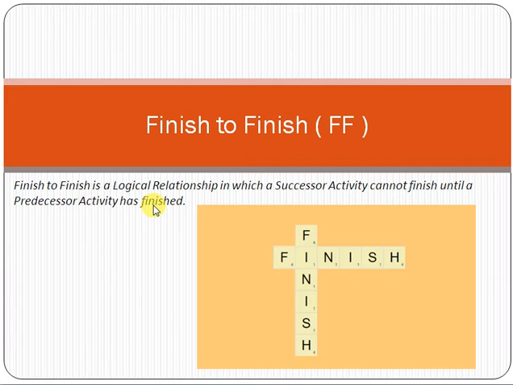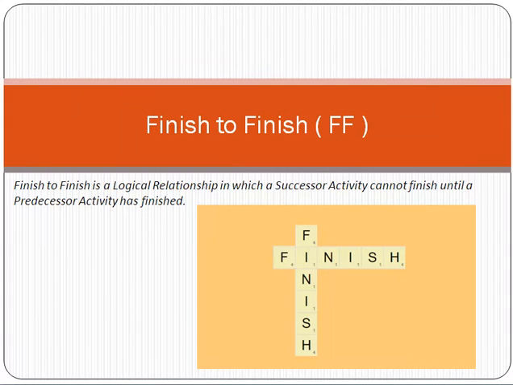So finish to finish is basically a relationship between the activities, and as per the definition, finish to finish is a logical relationship in which a successor activity cannot finish until a predecessor activity has finished. Just read this definition again. Like the previous activity, the predecessor activity has to be finished, only then will the successor activity finish.